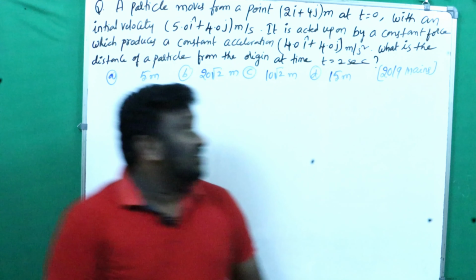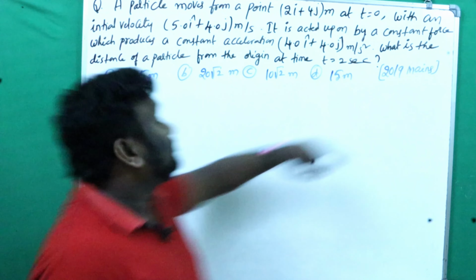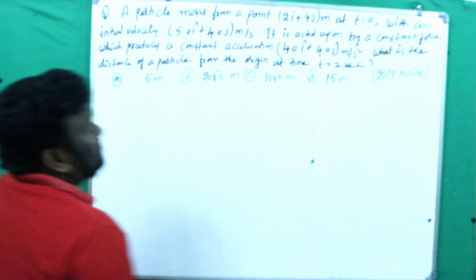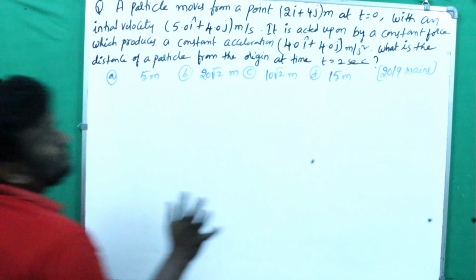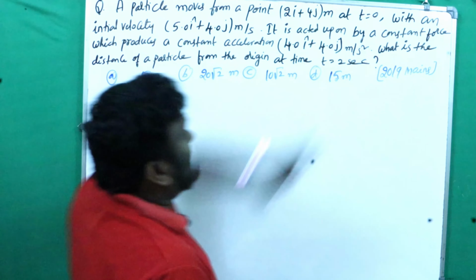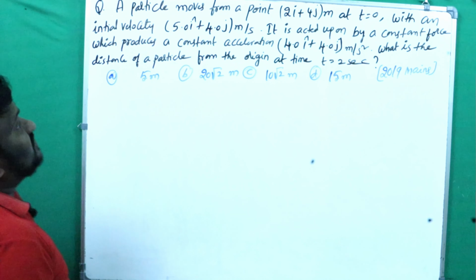See the next question, children. It was given in 2019 mains. A particle moves from a point 2i plus 4j meter at time t equal to 0 seconds with an initial velocity 5i plus 4j meter per second. It is acted upon by a constant force which produces a constant acceleration 4i plus 4j meter per second square. What is the distance of the particle from the origin at time t equal to 2 seconds? Options are 5 meters, 20 root 2, 10 root 2, 15 meters.